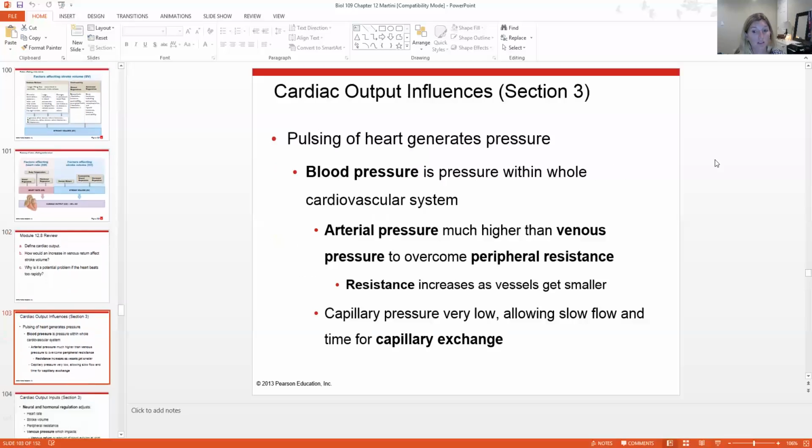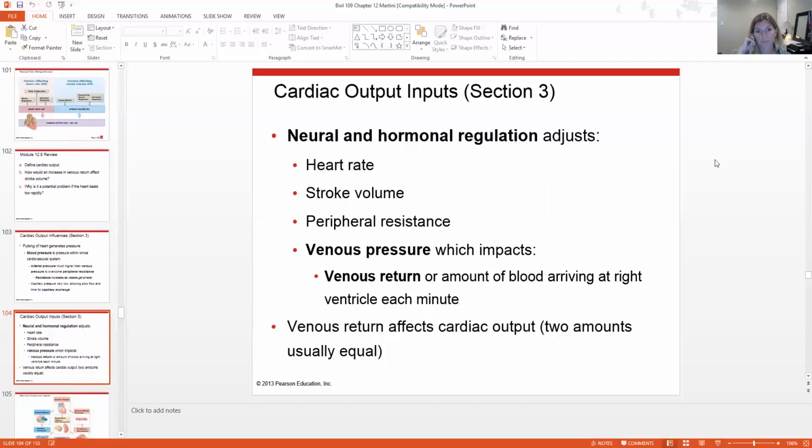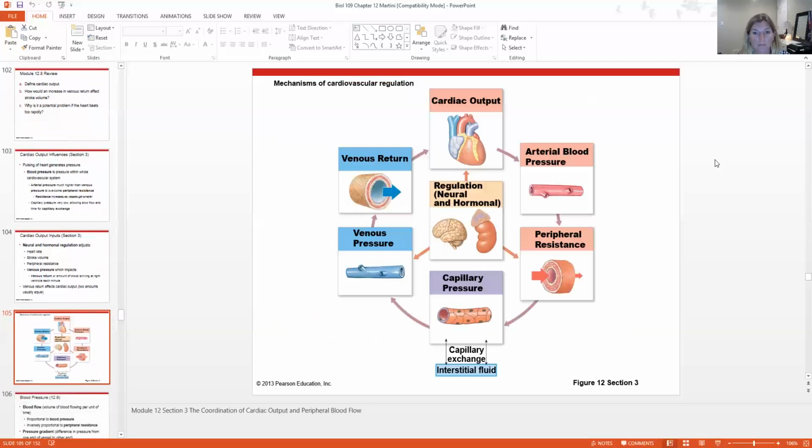Capillary pressure is relatively low, which allows a very slow flow of blood in time for capillary exchange. If the blood was racing through the capillaries, capillary exchange couldn't take place. You wouldn't be able to swap oxygen for carbon dioxide. You also have neural and hormonal regulation that's adjusting your heart rate, stroke volume, peripheral resistance, and venous pressure. Venous pressure is going to influence venous return, which is the amount of blood that's arriving. Venous return is ultimately going to affect cardiac output, as we mentioned, that's Starling's law.